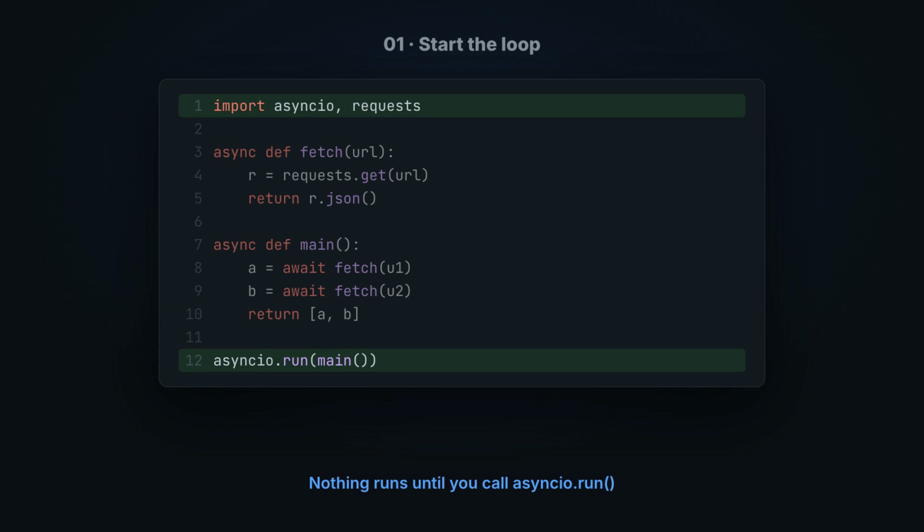The principle: in Python, nothing async happens until a loop is running, and you are the one who starts it. The intuition: every async Python program has exactly one asyncio.run at its edge, usually the very last line. If you don't see one, nothing is running.